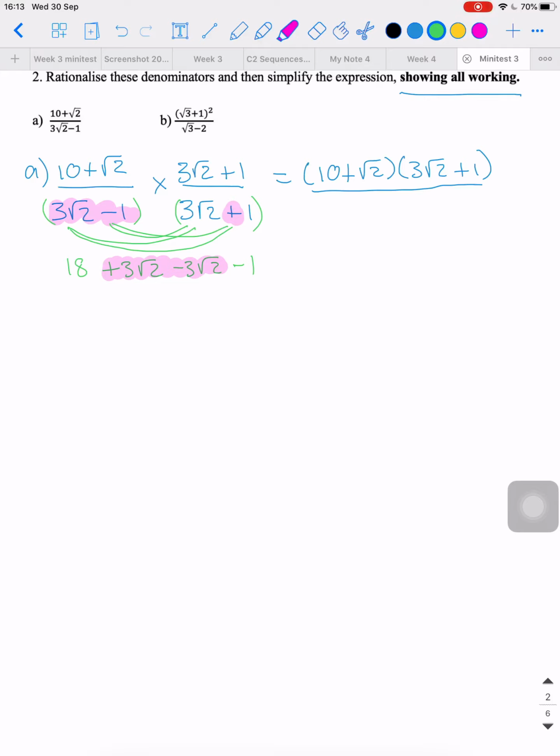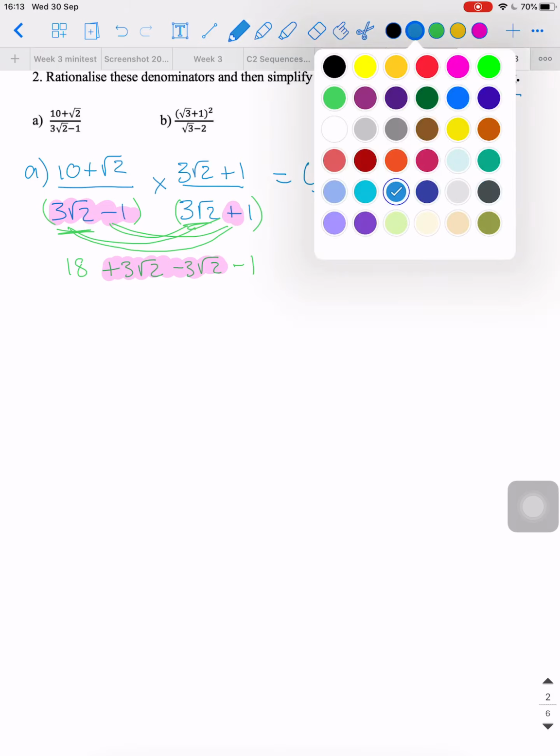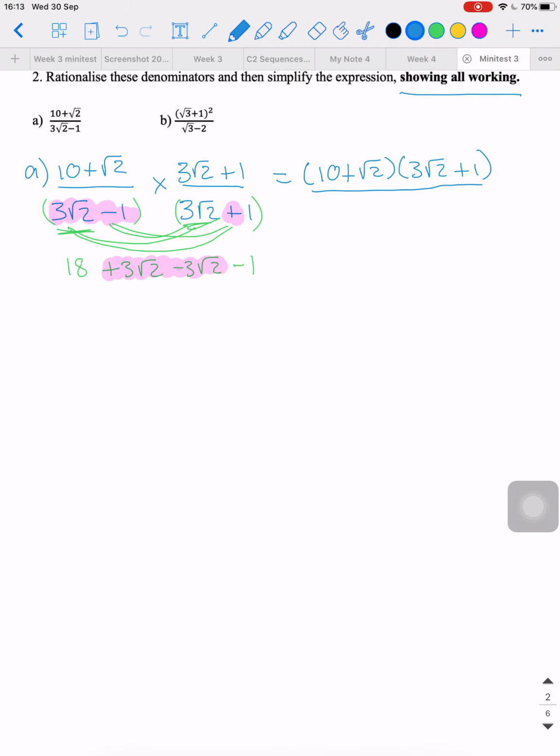So you can either write the whole expansion, or you can just do the first two terms multiplied together, so that was the 3 root 2 times the 3 root 2, and the last two terms multiplied together, so that was the minus 1 times the 1. Okay, right, then I'm going to need to also multiply out that numerator. So I'll use FOIL again.